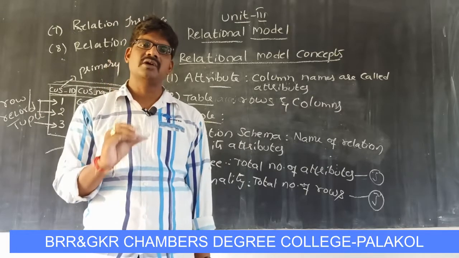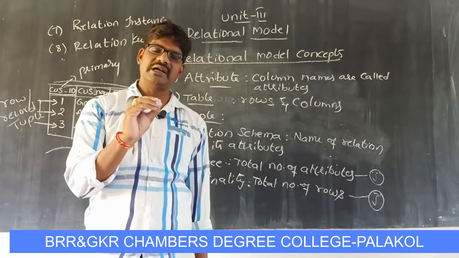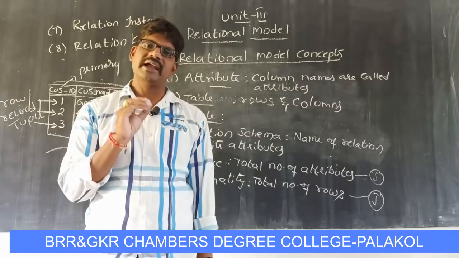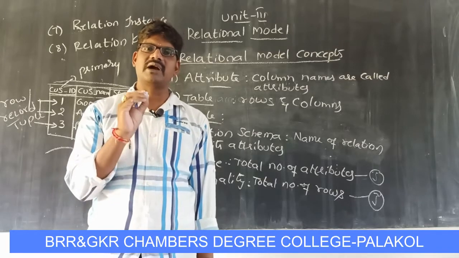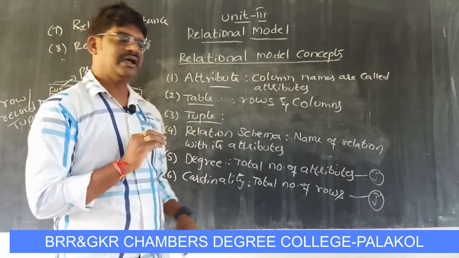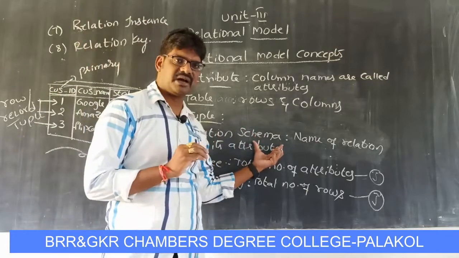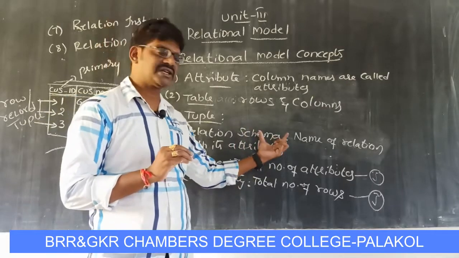The rows we call records, tuples and rows. Okay, it has some properties. We must know what the degree and the cardinality of the table are, and what the relational schema is. The name of the relation is known as the relational schema.